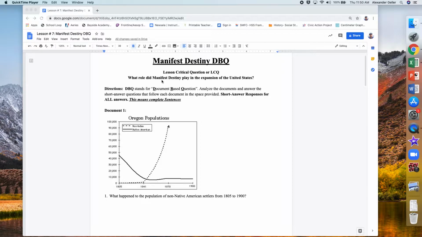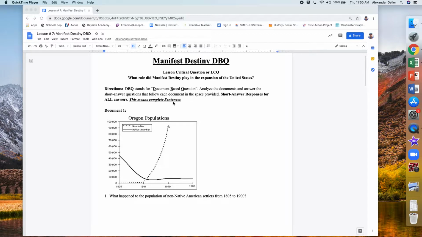So, some of our directions. A DBQ stands for document-based question, in case you didn't know, or for a quick review. We're going to analyze the documents and answer the short answer questions that follow each document in the space provided. The short answer responses for all answers.